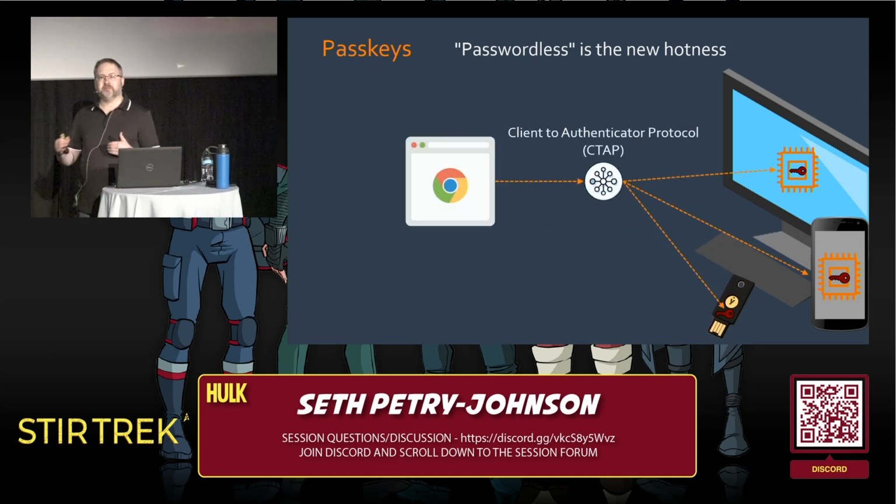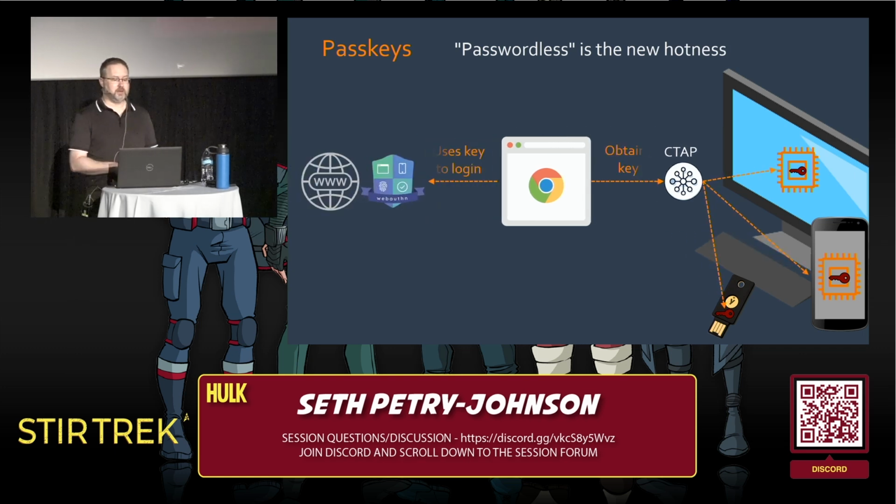Now, to make it easier for developers to deal with all that different hardware, the industry has developed a standard API called Client to Authenticator Protocol, or CTAP. Browsers can use that API to obtain cryptographic keys from any device that uses that standard. Once the browser has the key, it can use another standard API called WebAuthn to use that key to authenticate to a website. So these standards are related, but they're completely separate from each other. CTAP abstracts away interaction with hardware. WebAuthn abstracts the usage of those keys for authentication.